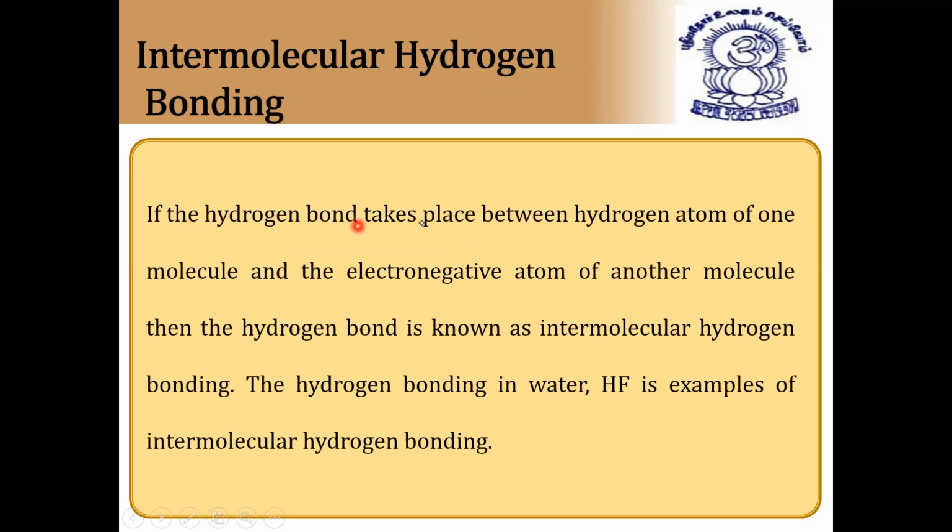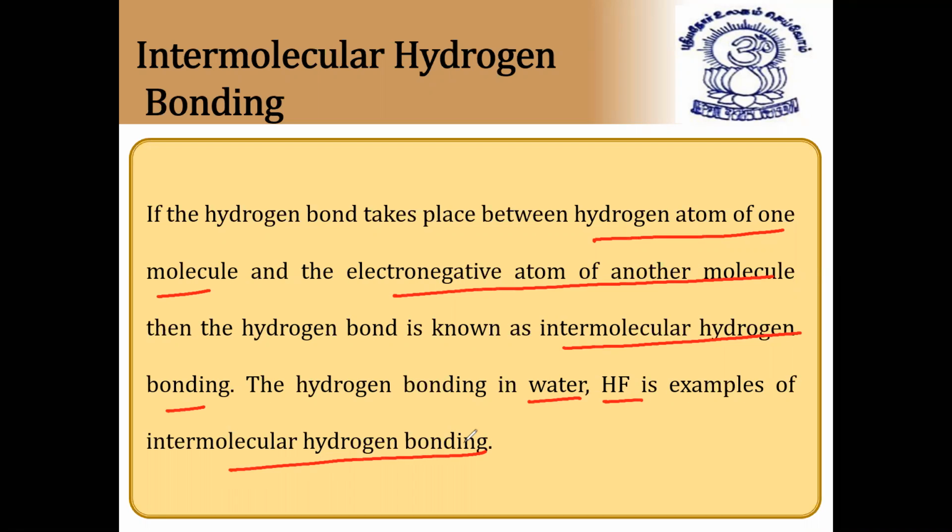If the hydrogen bond takes place between the hydrogen atom of one molecule and the electronegative atom of another molecule, like in the case of water we have seen, then the hydrogen bond is known as intermolecular hydrogen bonding. The hydrogen bonding in water and hydrogen fluoride are examples of intermolecular hydrogen bonding.